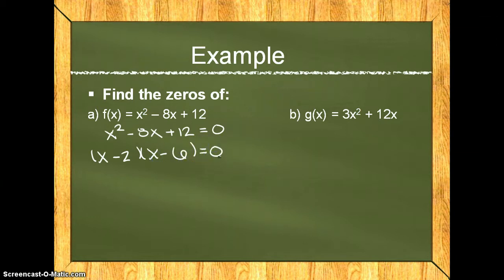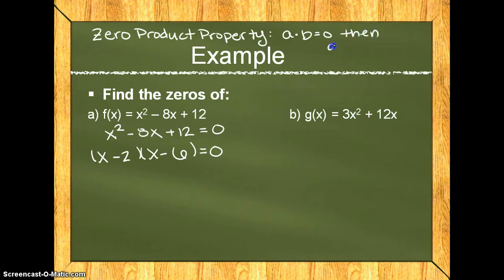The next phase is to understand something called the zero product property. The zero product property states that if you have two things that multiply together to equal 0, then either or both of them need to equal 0. This property allows us to take our two factors and to split them and set them each separately equal to 0 and solve.